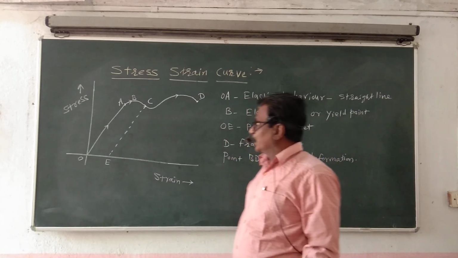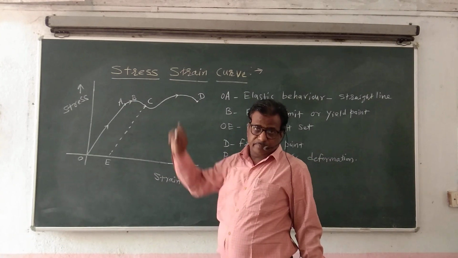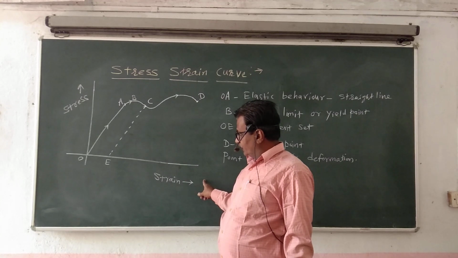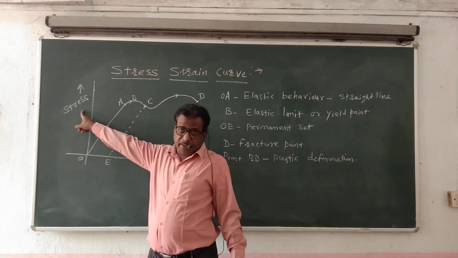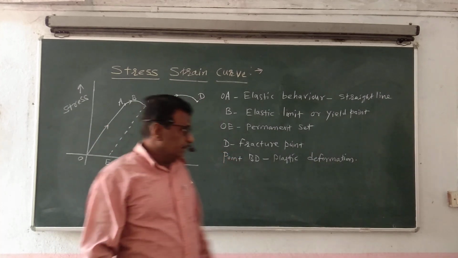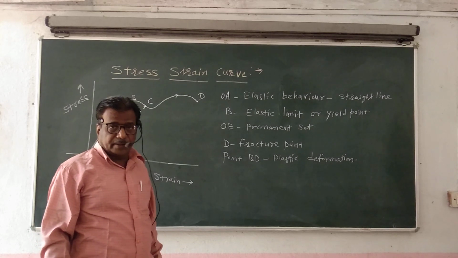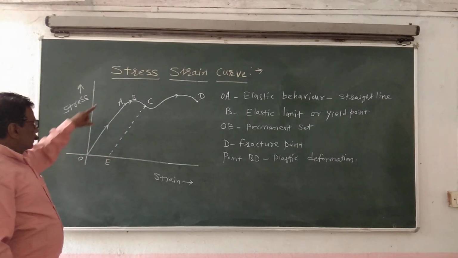And when we plot a graph, we plot stress against strain. On the x-axis we draw strain, and on the y-axis we plot stress. After drawing this graph, we see the behavior of the wire under increasing load. Here we draw this graph, stress against strain.